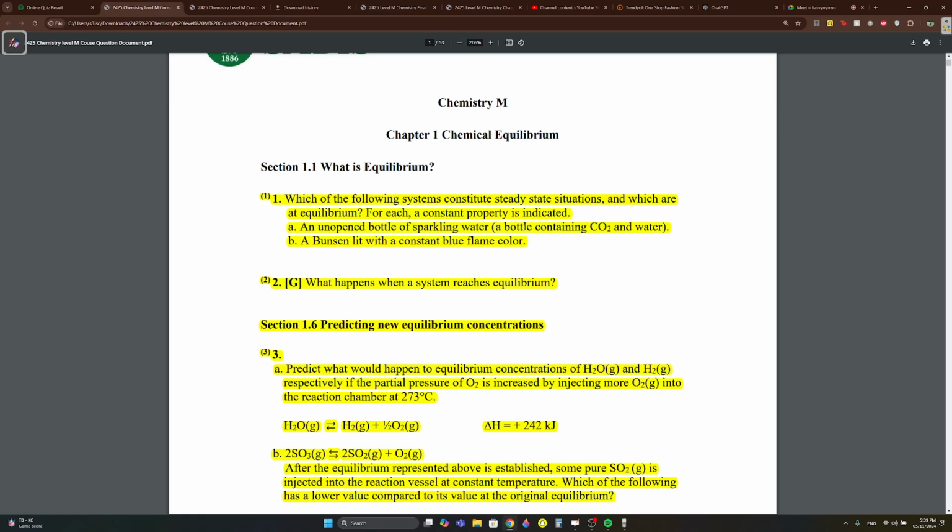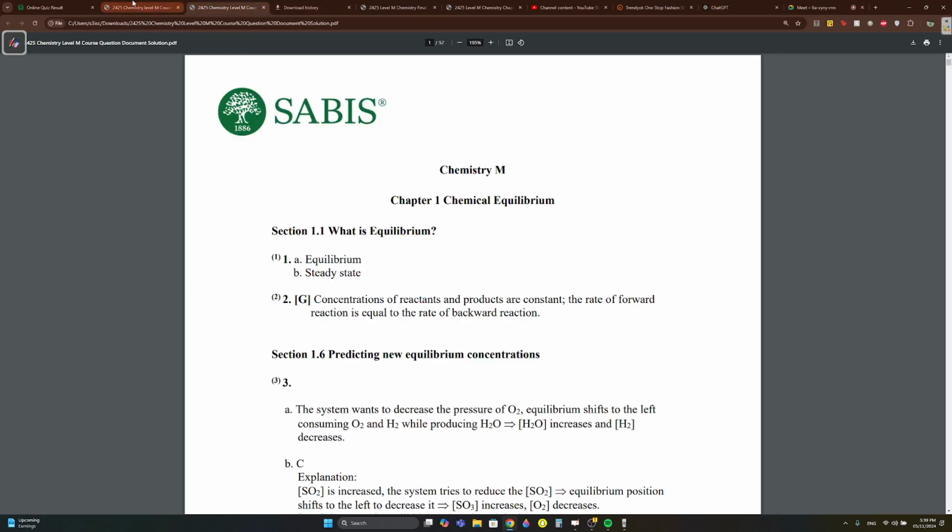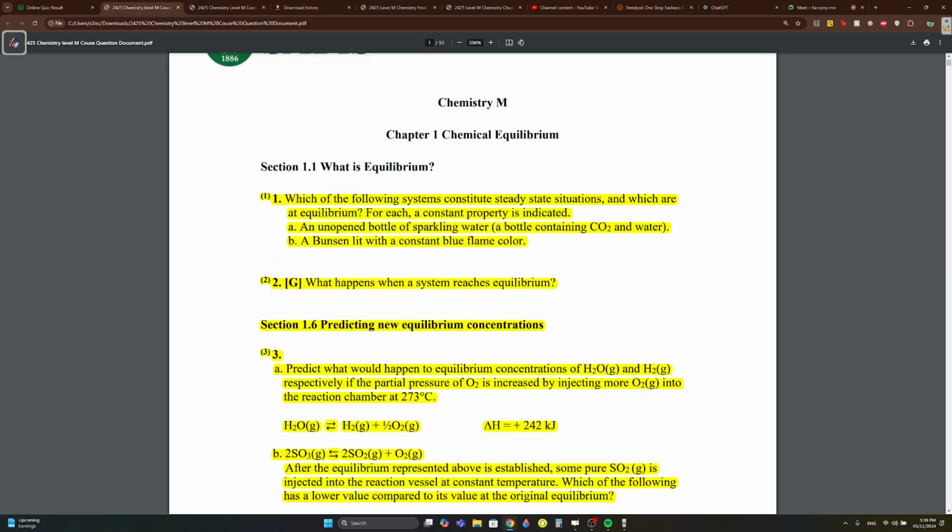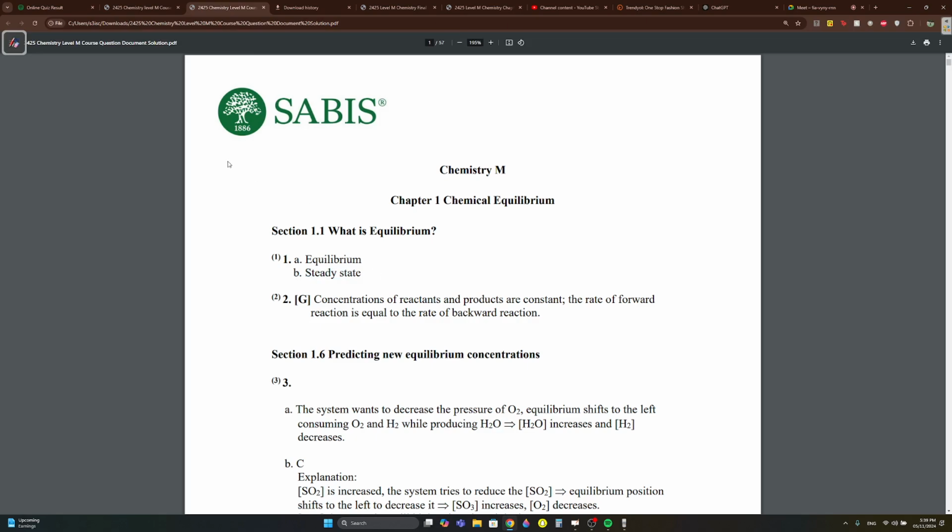An unopened bottle of sparkling water. I think this is equilibrium. Yes, it's at equilibrium because the pressure is constant, the volume is constant, everything is constant when it's unopened, right? A Bunsen burner lit with a constant flame color. Here, it's still increasing the temperature, right? You're lighting the Bunsen burner, so we just call it steady state, and it's just the reactions occurring.